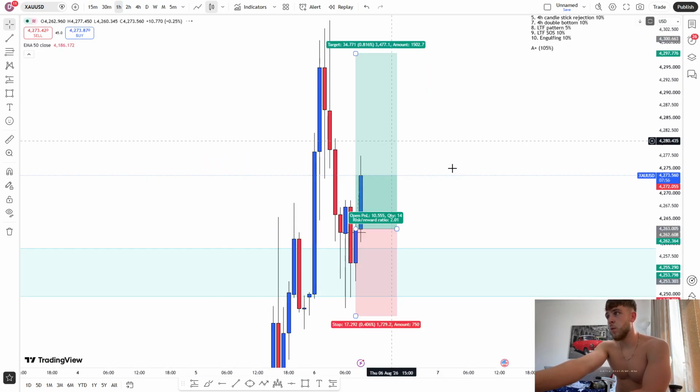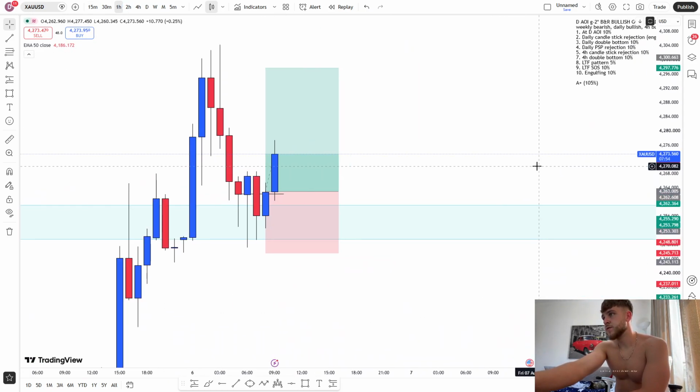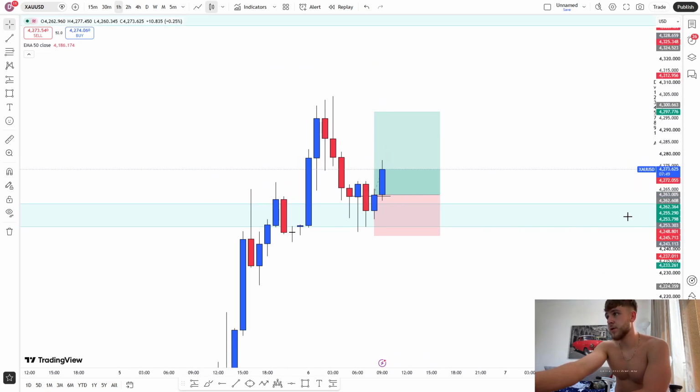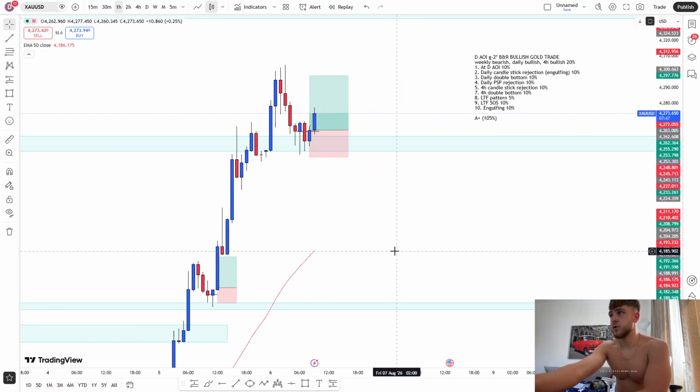It is now approaching a 1-to-1 risk to reward, and the 1 hour looks very good. It's about to close as a bullish engulfing, confirming this double bottom pattern, right? So these are the positions we took yesterday and today, and that's absolutely beautiful.